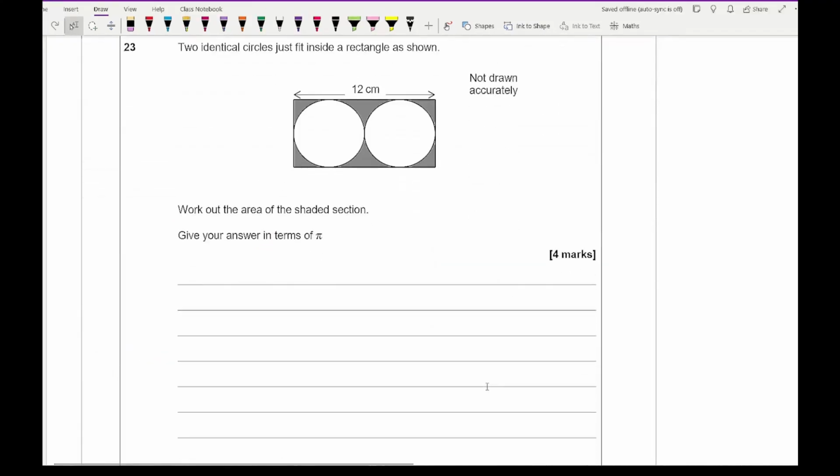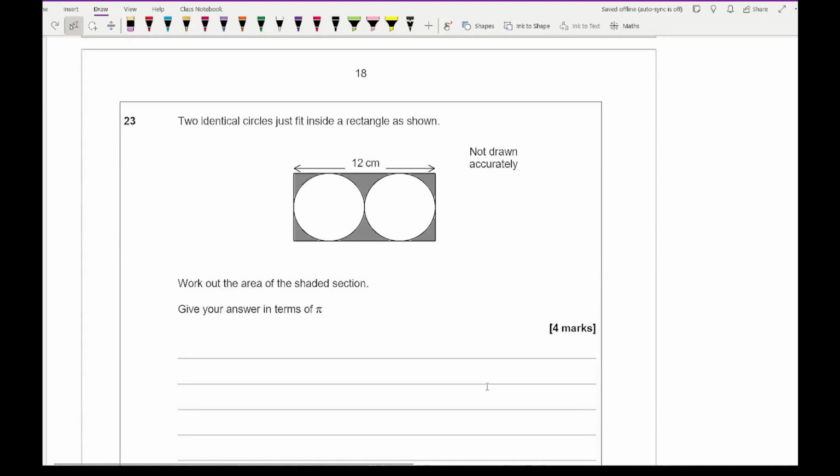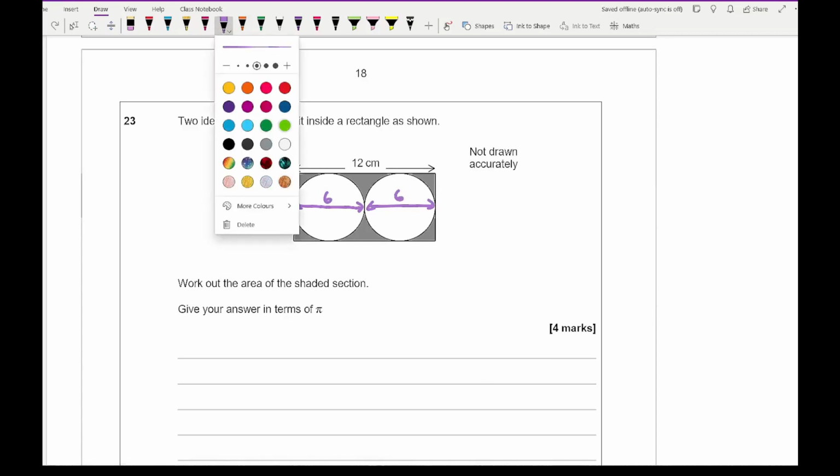Moving on to question 23, it says 2 identical circles fit inside a rectangle as shown. Work out the area of the shaded area. Well, looking at this, if 2 circles fit inside and got a length of 12, then that means that one circle is going to have a diameter of 6, which means then a radius of 3.